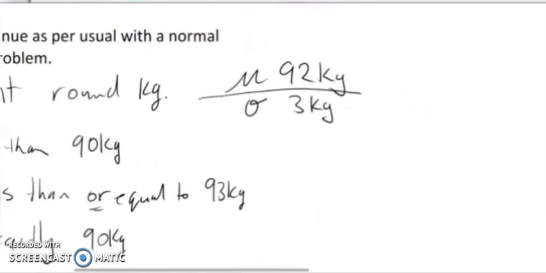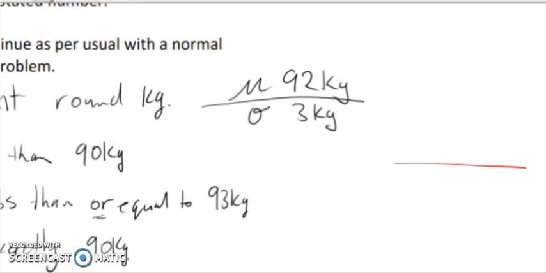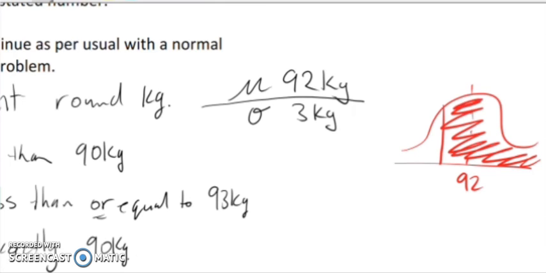More than 90 kgs. Okay, so if we draw a quick sketch, and here's our 92 for the mean, and 90 kgs is down here somewhere, and we want more than. But here's the problem we have to think about. Are we looking at 90 kgs? Are we interested in 90.5 or 89.5? So there's the 90 in here, there's the 89. So are we interested in from here up, or are we interested in here up? So we have to read the question carefully.